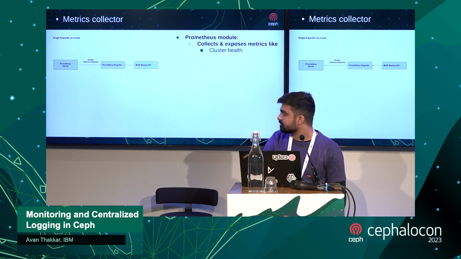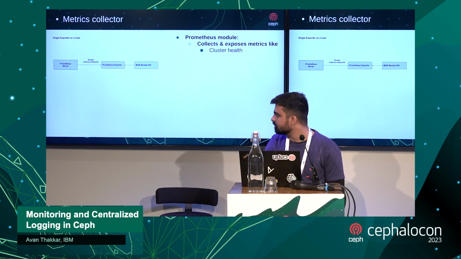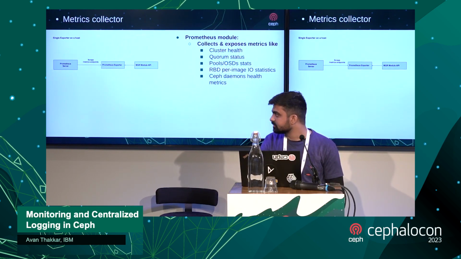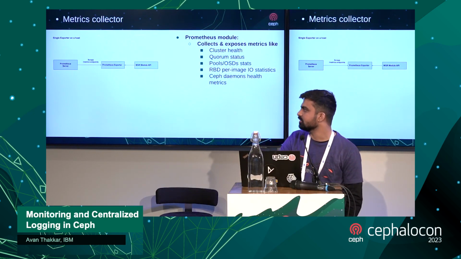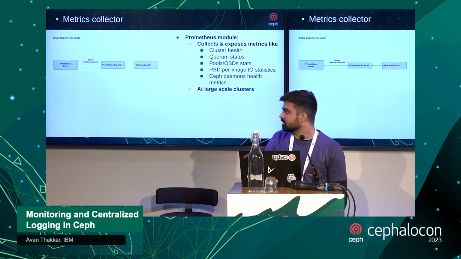There are many cluster-wide metrics, and there are some component-level metrics as well, which it exposes: cluster health, mon quorum, pool and OSD stats, RBD per-image IO stats. And recently this was introduced as well: you can view the daemon health metrics in Grafana.